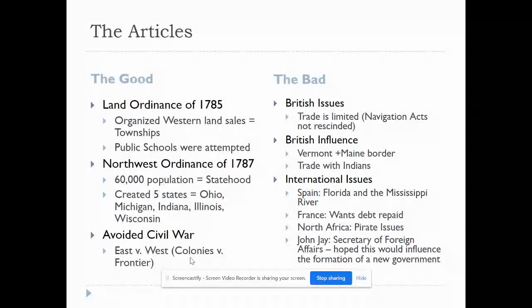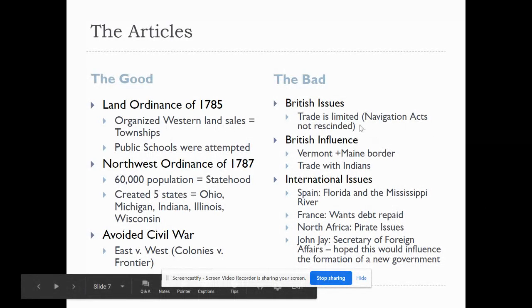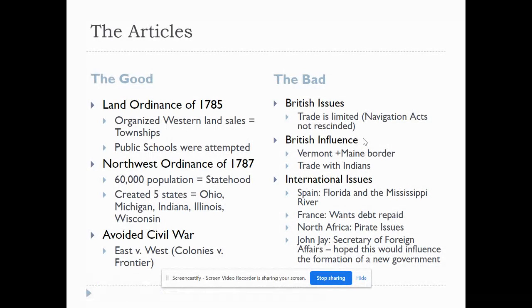And as you saw in the initial slide, they did manage to get the process started for places like Kentucky and Tennessee to become states, along with Vermont. The bad: the British issues continue. The trade is limited. The Navigation Acts are not rescinded. So the British are really making it difficult for the American merchants to make a pretty decent amount of money. So our new nation starts off in some pretty severe debt.